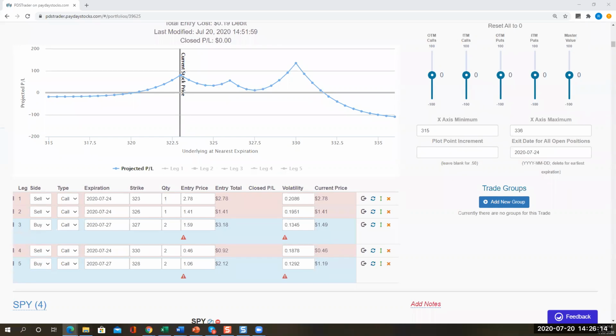What if you were to use slightly deeper in the money options? If you use slightly deeper in the money options, you create a bigger credit on the bearish. And if you do that, then you also have a lower probability of success because the market doesn't have to move as far to the upside.